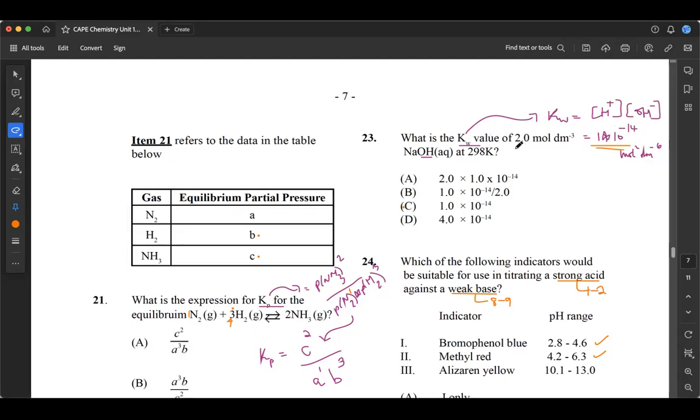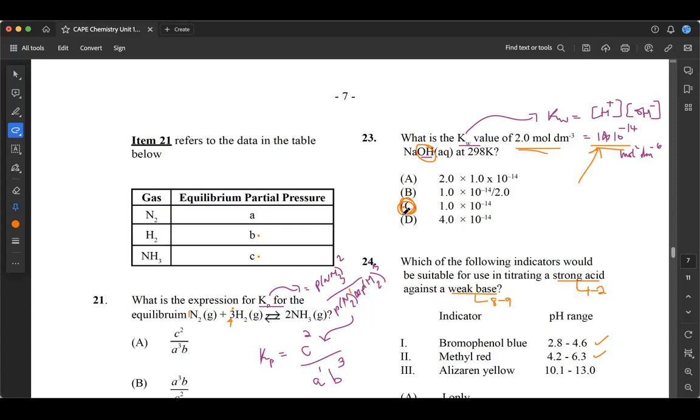And so it doesn't matter what the concentration of the solution is or the base that's being contributed. The Kw value will always be 1 times 10 to the negative 14. And so that's why C is our answer here, okay? It's a constant. It's a number that you just have to remember that that's what it will always be, okay? That's the ionic product of water. It's always going to be 1 times 10 to the negative 14. So that's that, okay? 23 is C.